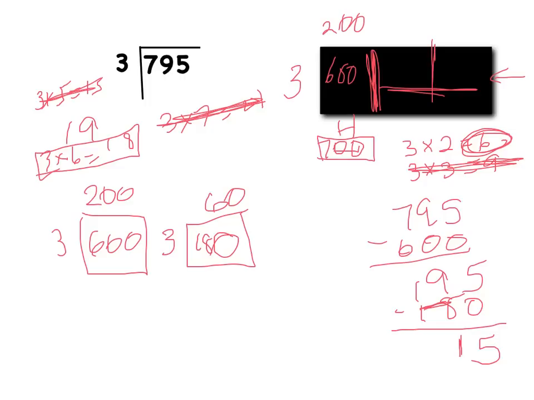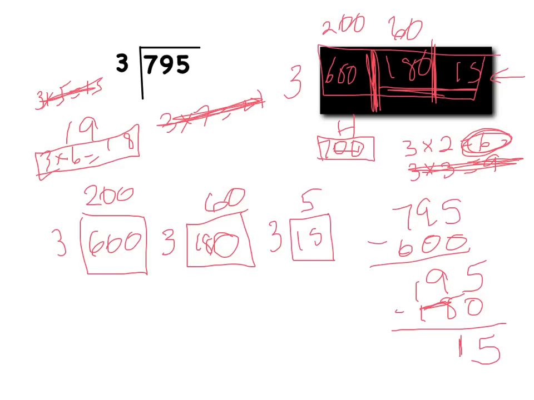So now I've taken out this chunk right here, which is 180. So I've taken out 600. I've taken out 180 by multiplying 3 times 60, and now I only have 15. That's a basic fact. 3 times 5 equals 15. And if I add up all of these numbers, they will equal 795. And I know I need to add up all these numbers to tell what that goes into, which is 265.